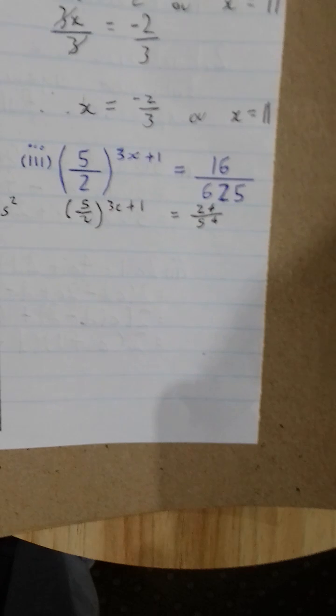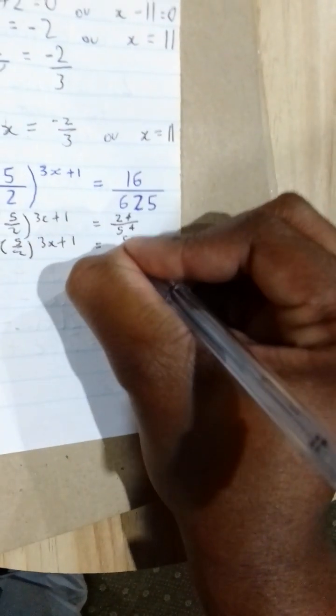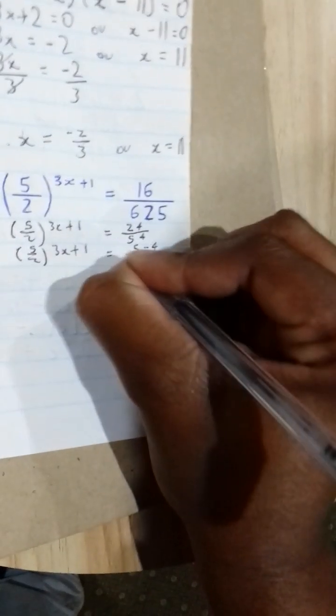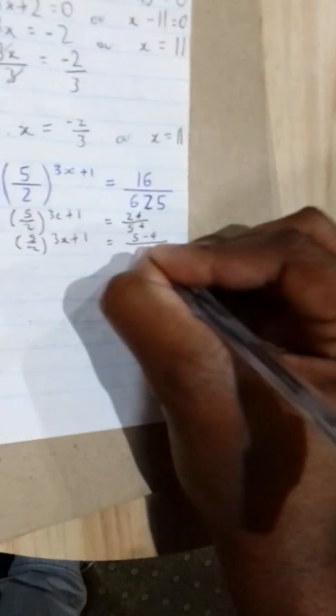Okay, now we can see on the left we have 5 over 2, on the right we have 2 over 5. So we invert the right to match the left. 5 over 2 to the power of 3x plus 1 is equal to, when it goes up, it becomes 5 to the power of negative 4 over 2 to the power of 4, and when it goes down, 2 to the power of negative 4.